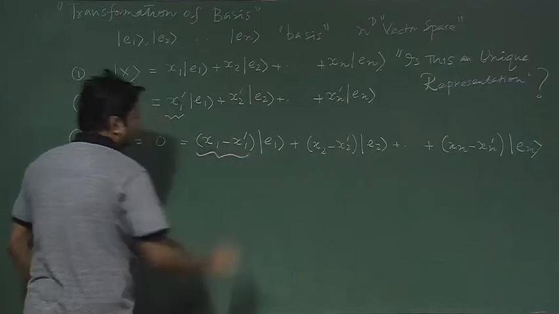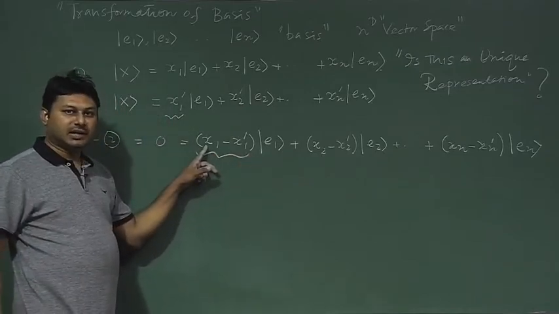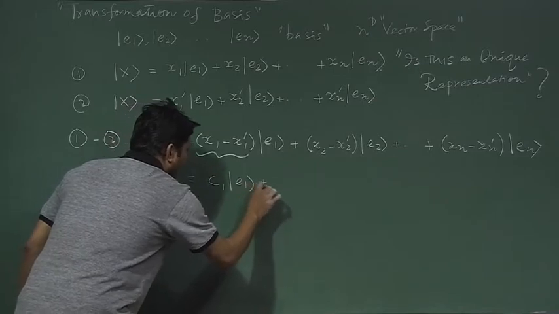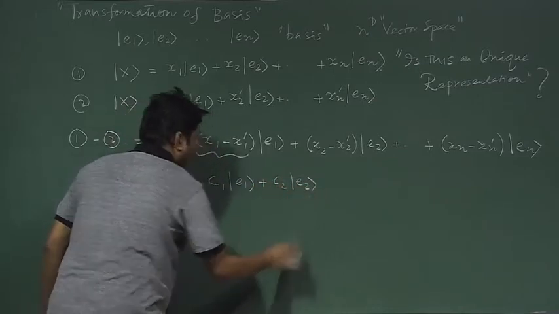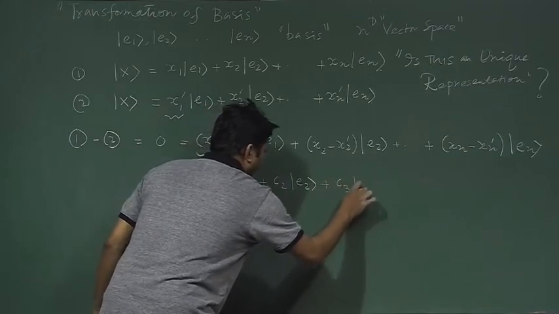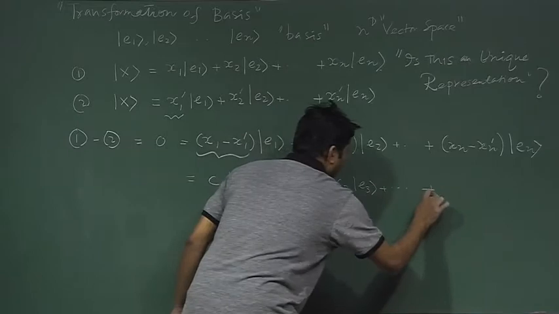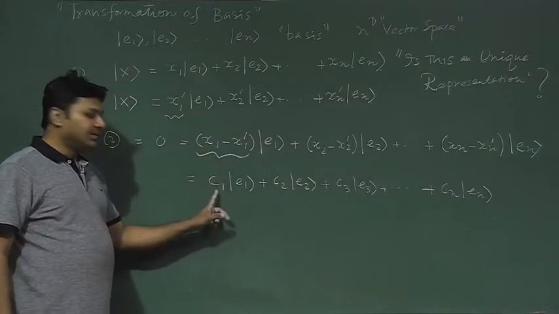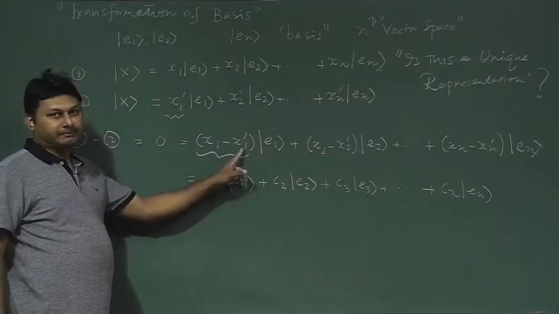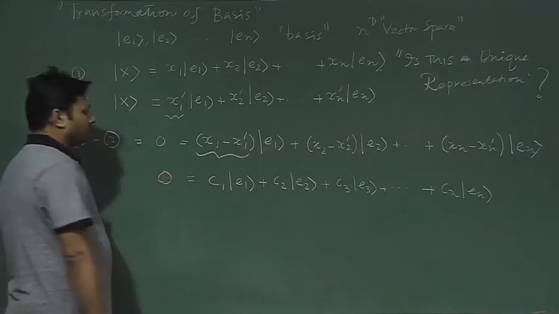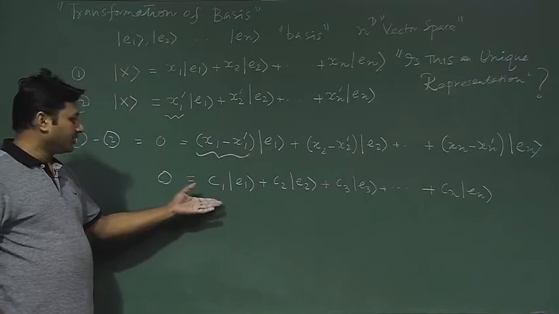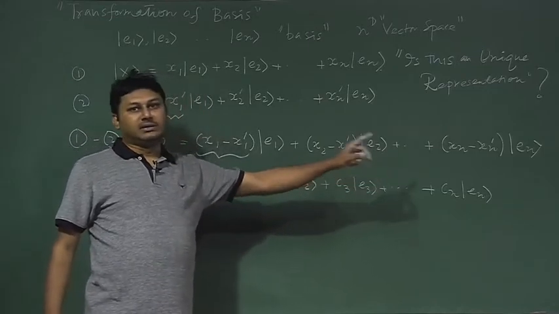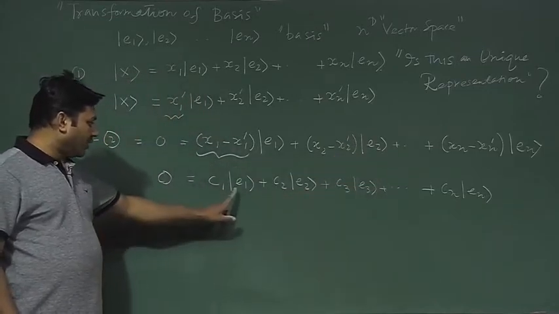Now each of these coefficients is a scalar quantity, so I can write them in this way: C1 is x1 minus x1 prime, and so on, and the left hand side is 0. Now, you should remember this expression. This is a very important expression. This is a linear combination of the vectors E1, E2, E3, ..., En.